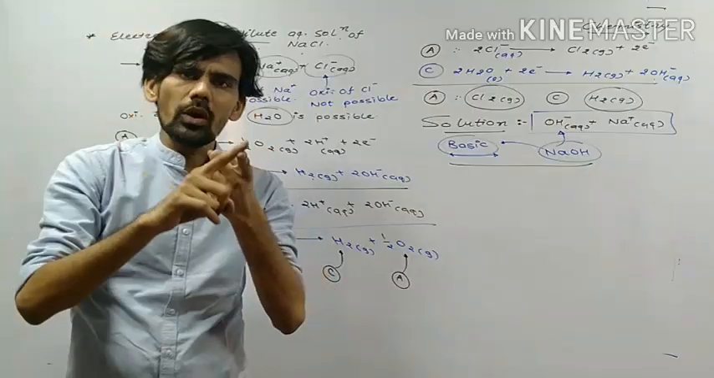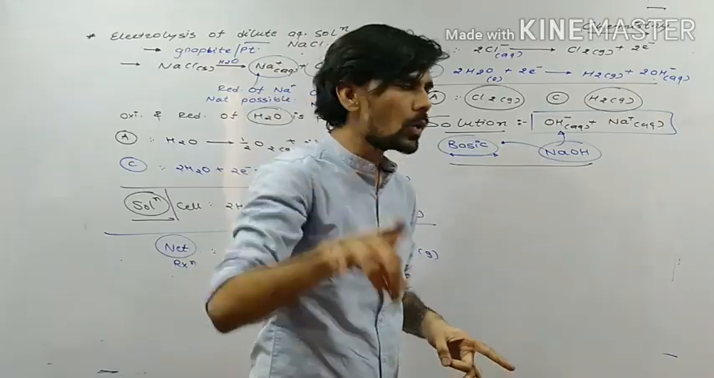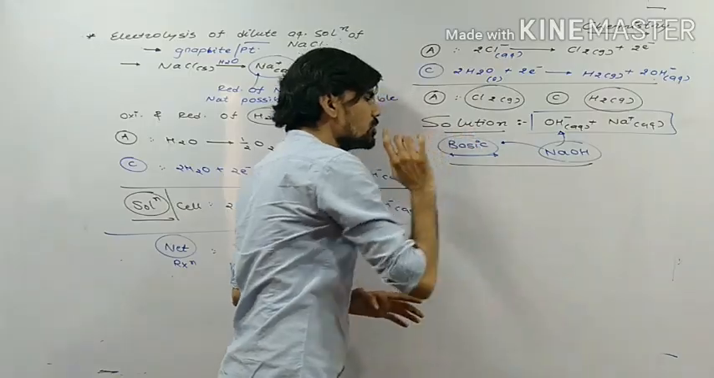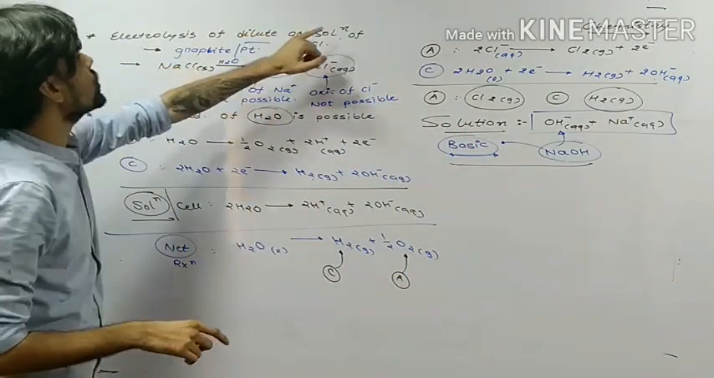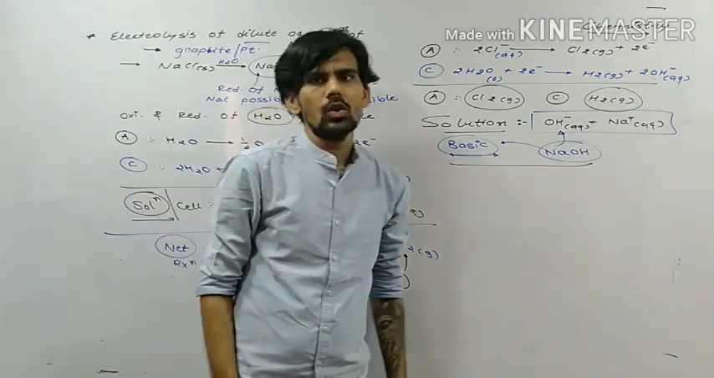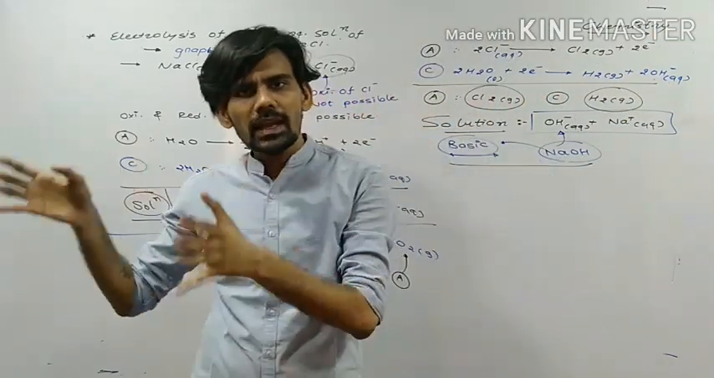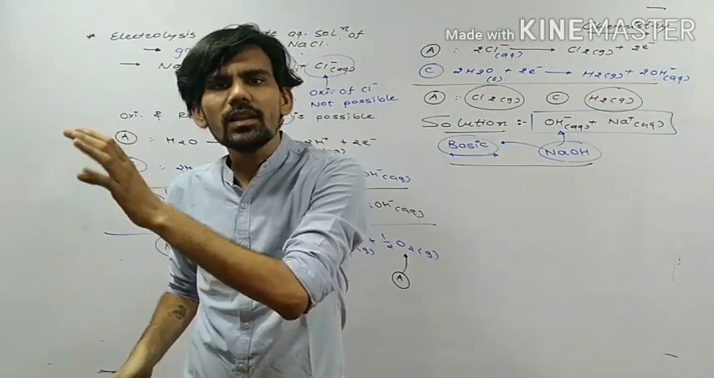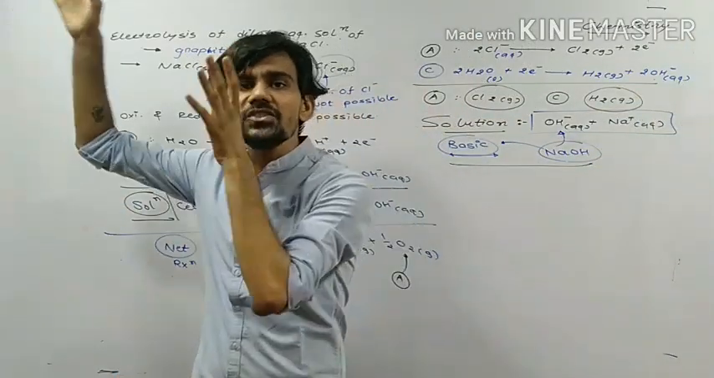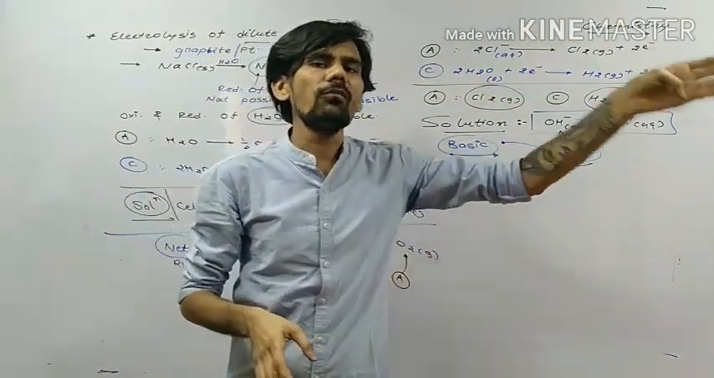Molten NaCl: chlorine on anode, sodium on cathode. Concentrated NaCl aqueous: chlorine at anode, hydrogen at cathode, NaOH in solution. But if you are using a dilute solution of NaCl, H2 on cathode and oxygen on anode. So the concentration of the electrolytic solution affects the product of electrolysis. The electrode used in the electrolysis process also affects the product, and the charge we applied also affects the amount of product.